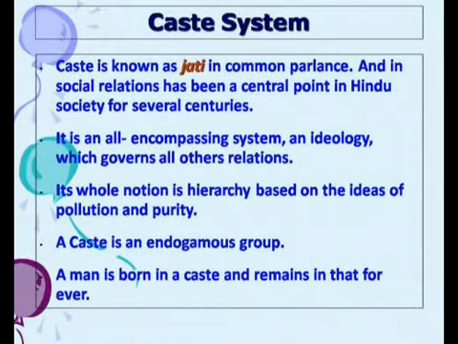Caste as a system of social relations has been a central point in Hindu society for several centuries. A lot of conjectures, controversies and explanations have come about its origin, nature and role in Indian society. It has been claimed that it is an all-encompassing system, an ideology which would govern all other relations. Its whole notion is hierarchy based on the ideas of pollution and purity. A caste is an endogamous group. What is an endogamous group? Endo means within, gama means marriage. Marriage within the same caste group. That is, its members marry within the same caste.